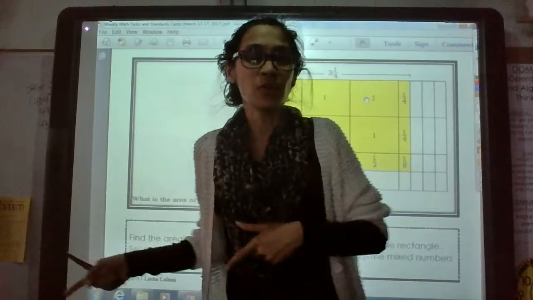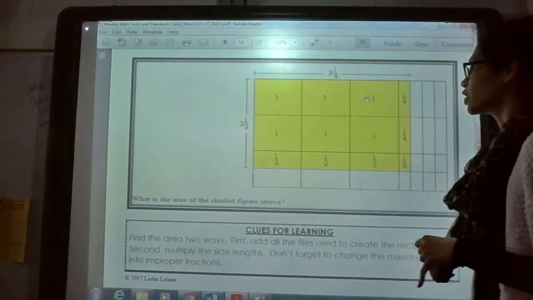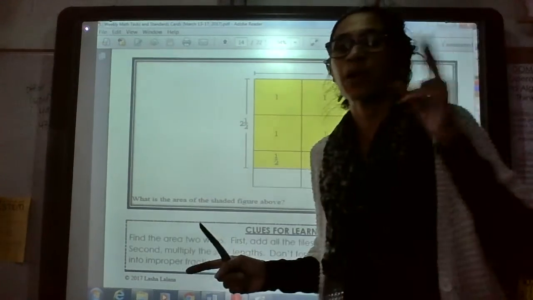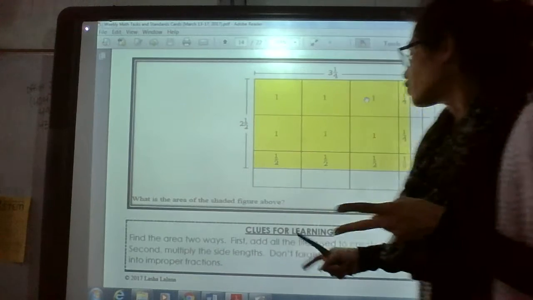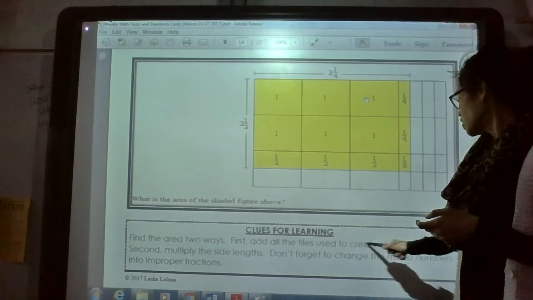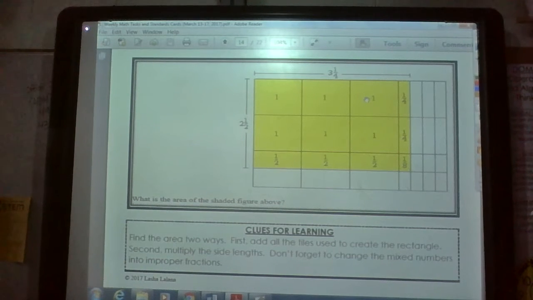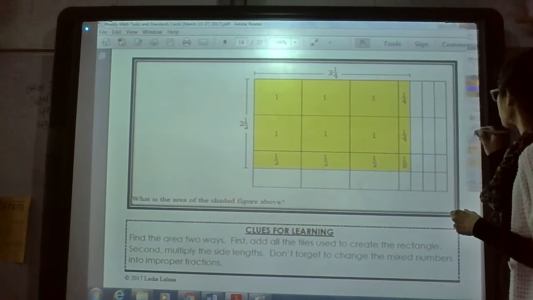All right, moving on. Let's read our clues for learning. Find the area two ways. Okay, so for this problem, I want you to find the area two ways. First, add all the tiles used to create the rectangle. Second, multiply the side lengths. Don't forget to change the mixed numbers into improper fractions.